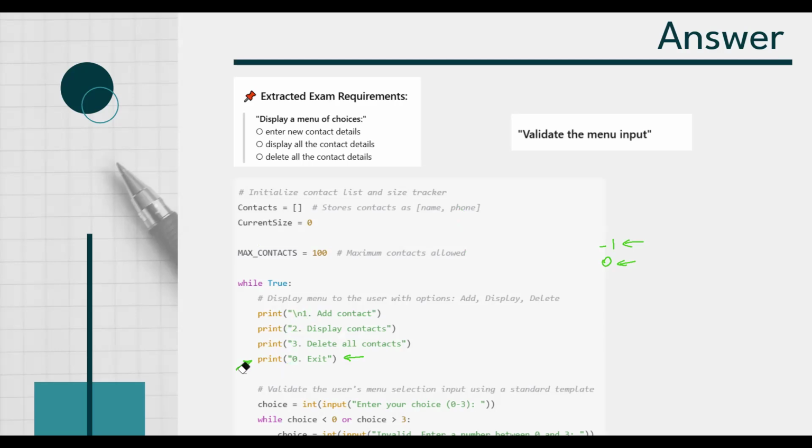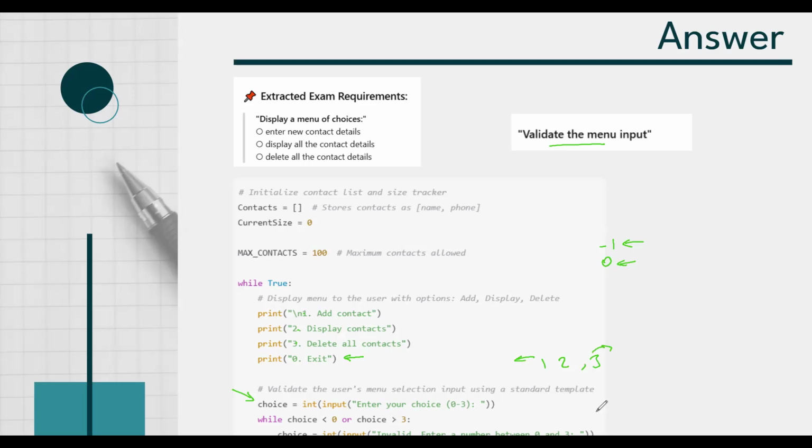Is it possible to use different numbering here? Yes, you are able to use different numbering, but that will be reflected in the choices that you allow in the input. So you need to validate the menu input. If you have 3 choices from 1 to 3, then your input must be any number between 1 and 3. So it's either 1 or 2 or 3. Below 1 or bigger than 3, you don't allow.